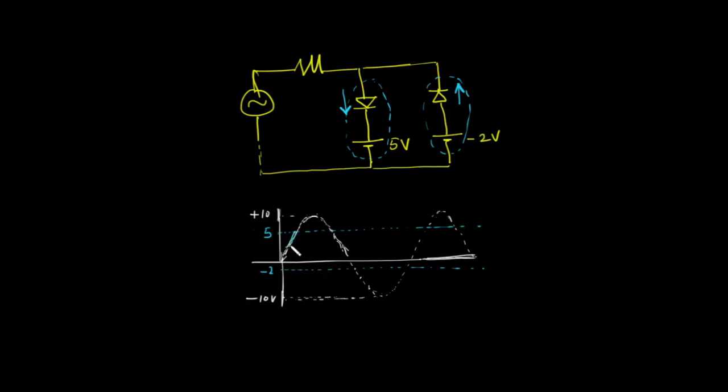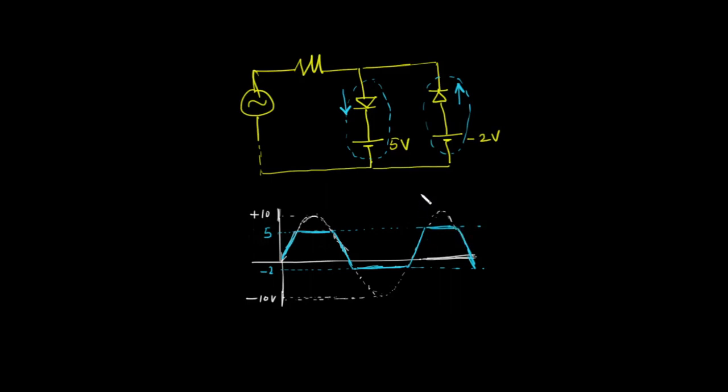So I will just mark out the part of the signal that is below 5 volt and above -2 volt. Yeah, simple as that. So we can also cascade clipper circuits in this way.